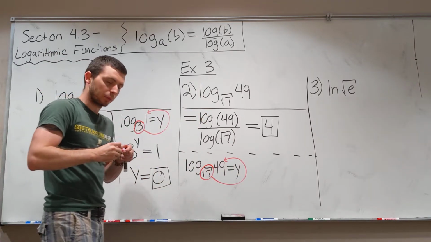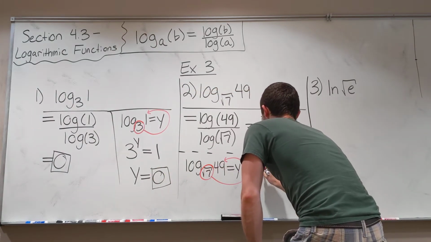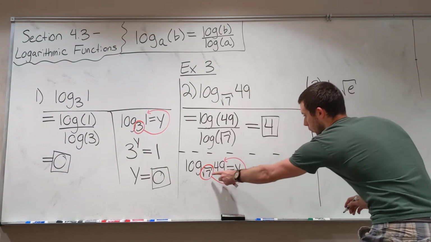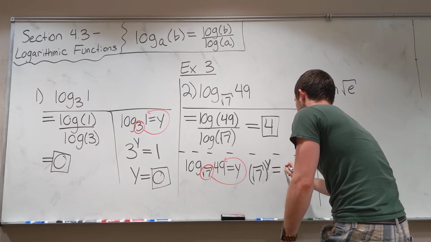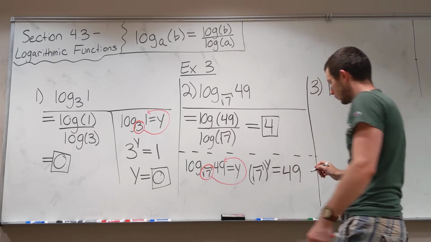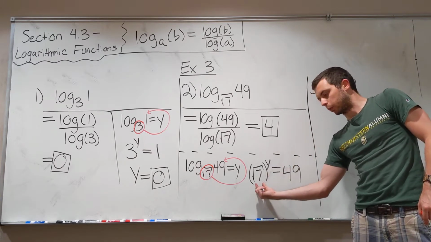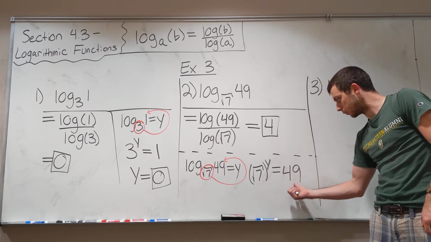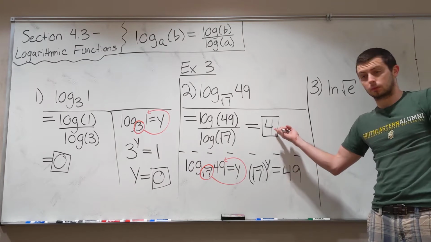So here, that tells us that we can reformulate this as the square root of 7 raised to the y is equal to 49. And then the question is, what power of the square root of 7 do we have to take to get 49? Well, it turns out the answer will be 4.